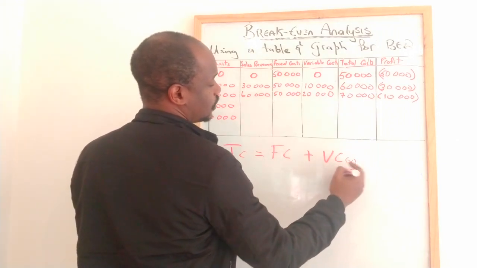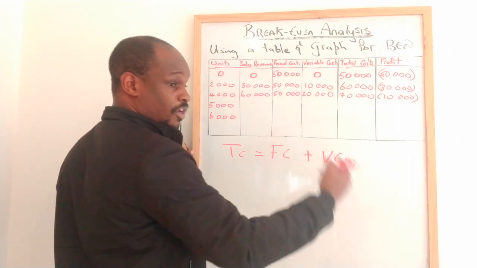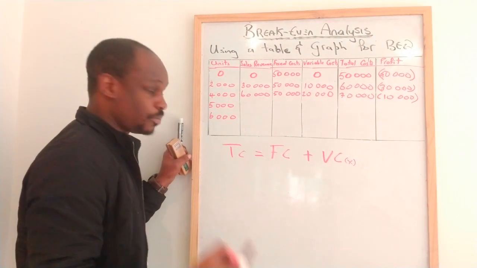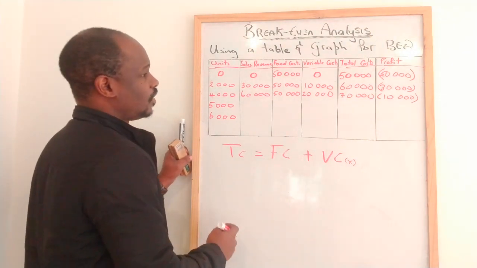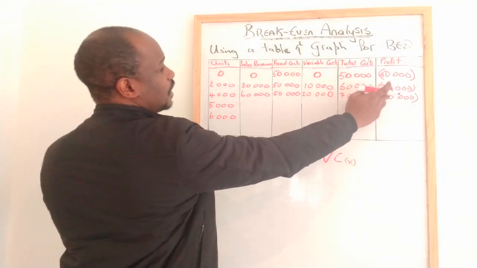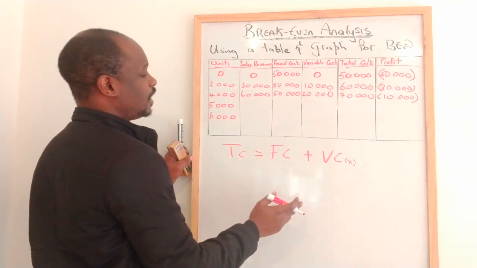And the variable cost, I'm putting the X here because the variable cost is proportionate to how much we're producing. So we could say that, all right? Now, the next thing we have on the table here is the profit. How do we find profit?